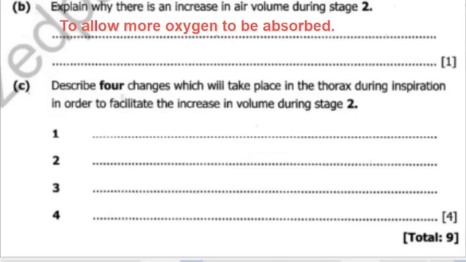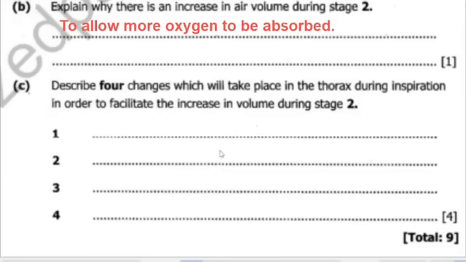Question reads, describe 4 changes which will take place in the thorax during inspiration in order to facilitate the increase in volume during stage 2. So they want us to describe the 4 changes that will take place in the thorax during inspiration in order to facilitate the increase in volume during stage 2 when the person is exercising. So what will happen is that the first change will be the external intercostal muscles. They are going to contract. Okay, apart from that, the rib cage is going to move upwards and outwards.